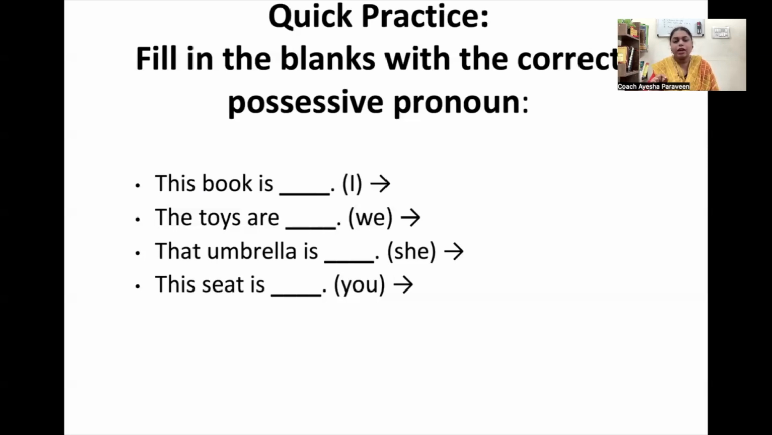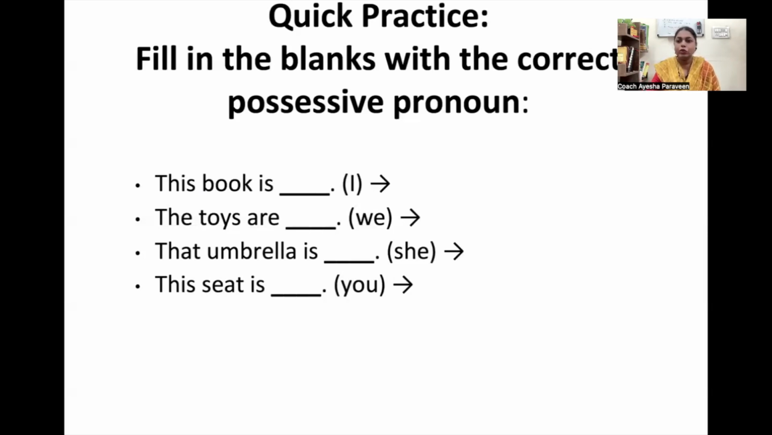The toys are dash. We, when it changes to a possessive pronoun, what form it takes, you have to fill in the blank. That umbrella is dash. She, what form it changes to as a possessive pronoun, you have to write down. This seat is dash. You, when it changes to a possessive pronoun, what form it takes, you have to write down.